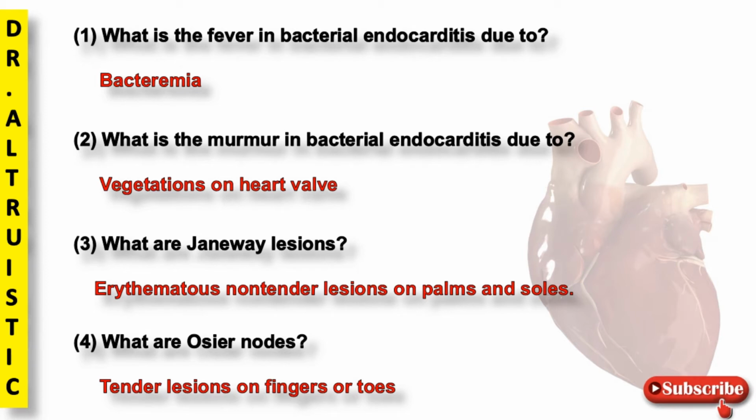1. What is the fever in bacterial endocarditis due to? Bacteremia. 2. What is the murmur in bacterial endocarditis due to? Vegetations on the heart valve. 3. What are Janeway lesions? Erythematous non-tender lesions on palms and soles. 4. What are Osler nodes? Tender lesions on fingers or toes.